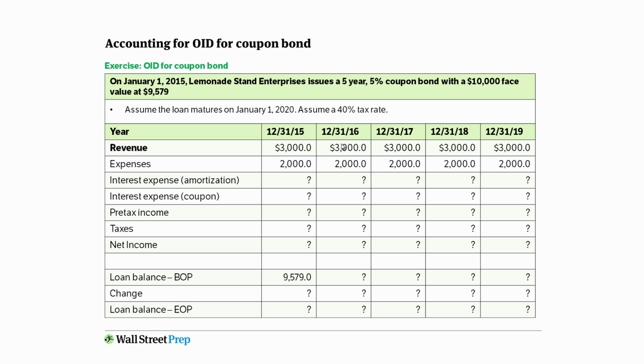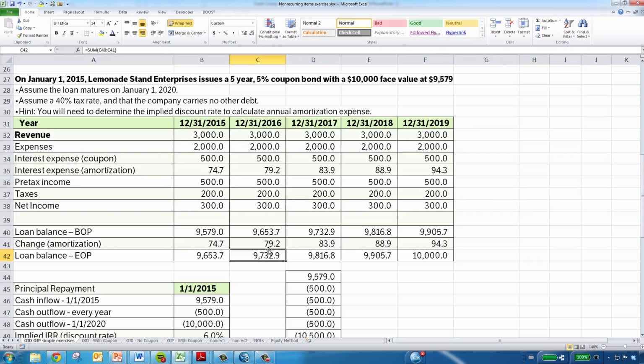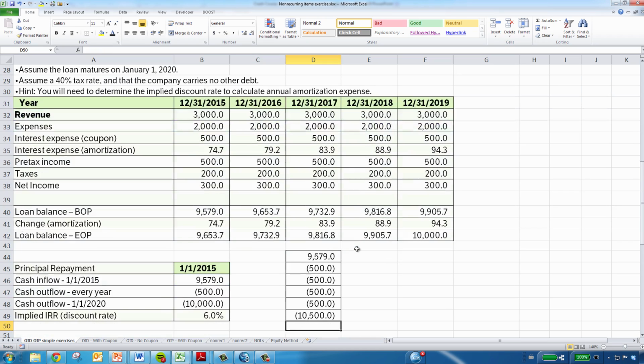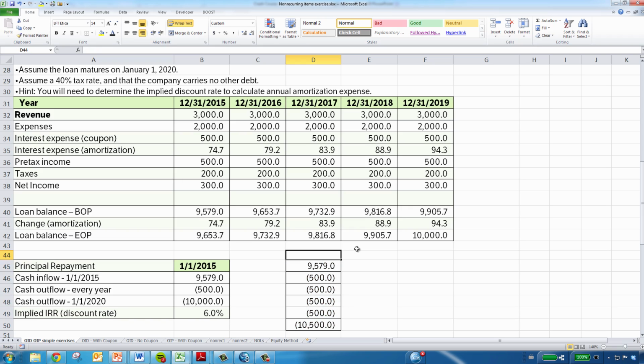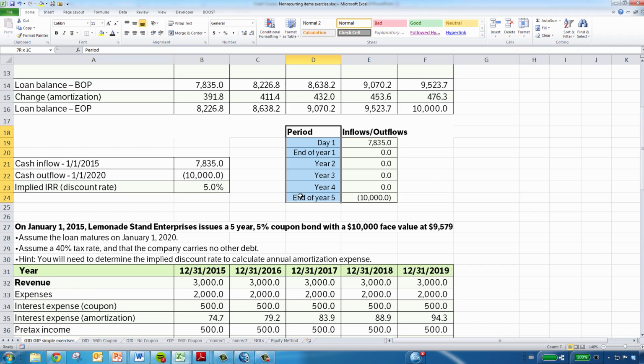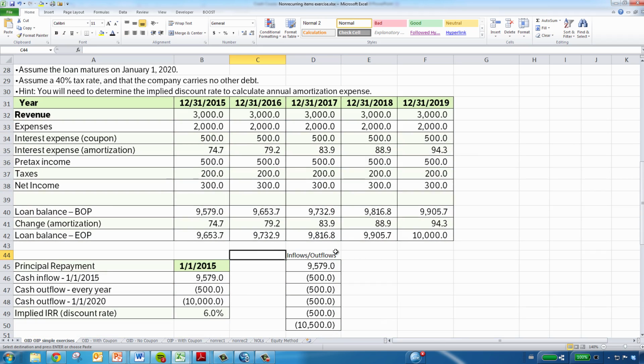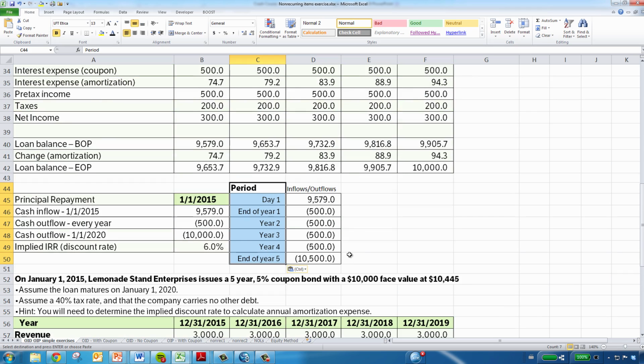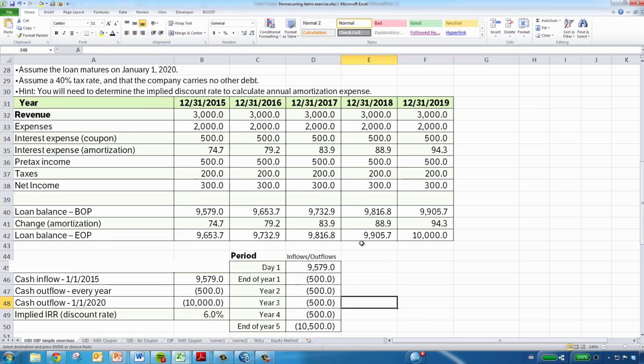Give this a shot yourself. Now that we've walked through one exercise already, hit the unpause button and we'll go through it together as a group. So here we go through the exercise where there is a 5% coupon bond, but there's still an original issue discount. So we're going to lay out the same inflows and outflows. So let's actually move this all down so we can label this inflows, outflows. And then this is the period. And in fact, I'm just going to go grab the same labels as before because it is the exact same story.